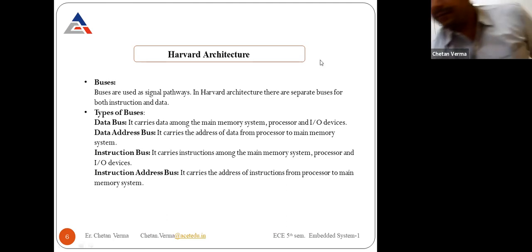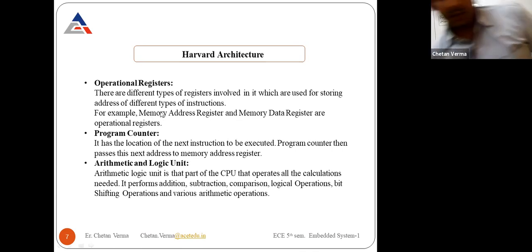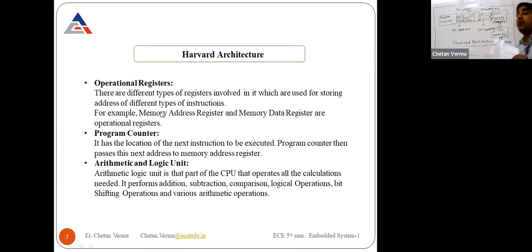So next, there are some registers included in the operation in the case of Harvard architecture. There are different types of registers involved, which are used for storing addresses of different types of instructions. For example, the memory address register is used here. We are using different types of registers, that is a memory address register. I will read out this one. There are some registers that will be involved in that.